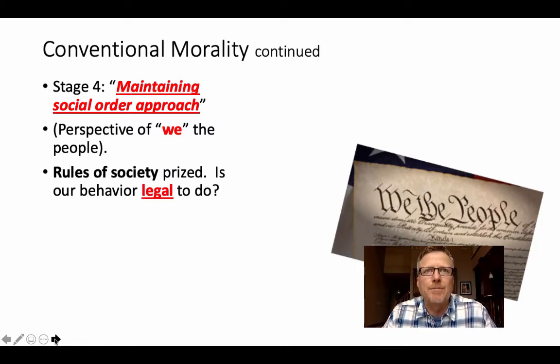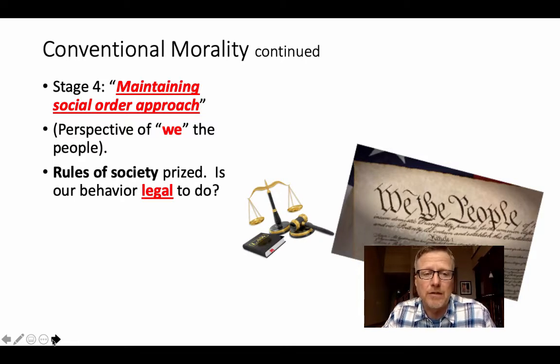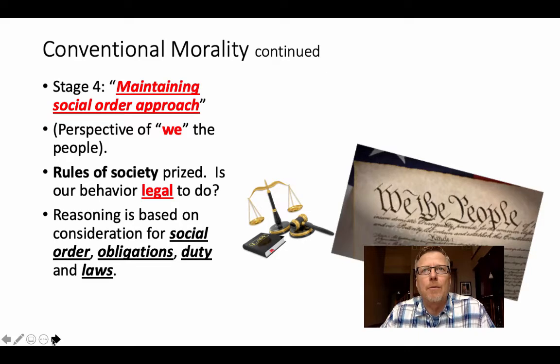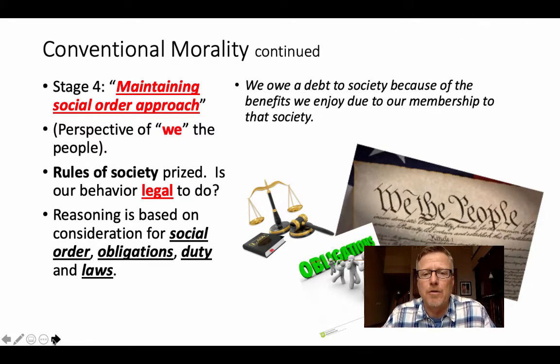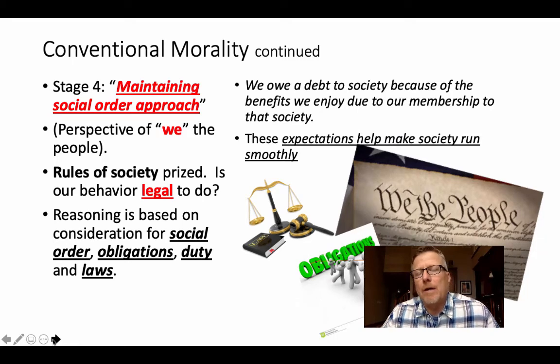So rules of society is prized. Is it legal to do something? That is the question we might ask ourselves when determining a moral choice to make. So the scales of justice are important here. And our reasoning when we're resolving a moral dilemma is based on consideration for social order or for others. What are our obligations? Duty and honor and integrity, and following the law. This is important for a stage 4 thinker, not because we're going to get in trouble, but because it's the right thing to do for more people. So we kind of see ourselves as a part of a larger community, and we want to help society run more smoothly. So it's based on, am I doing the right thing legally?